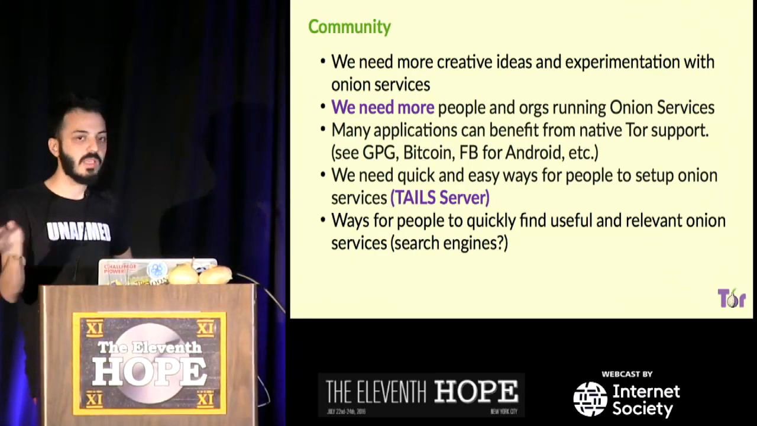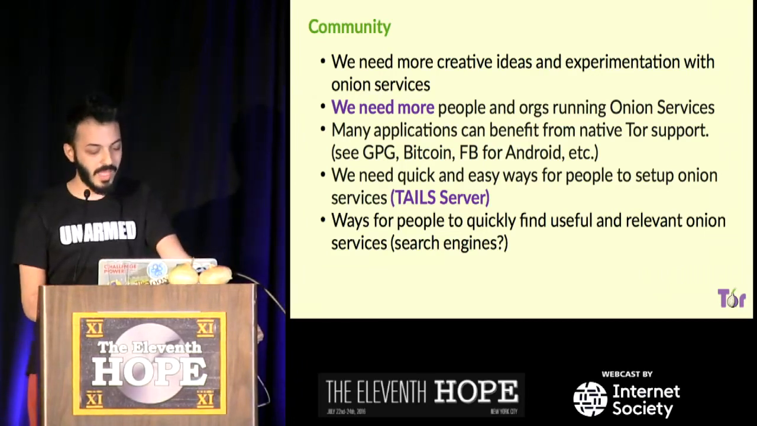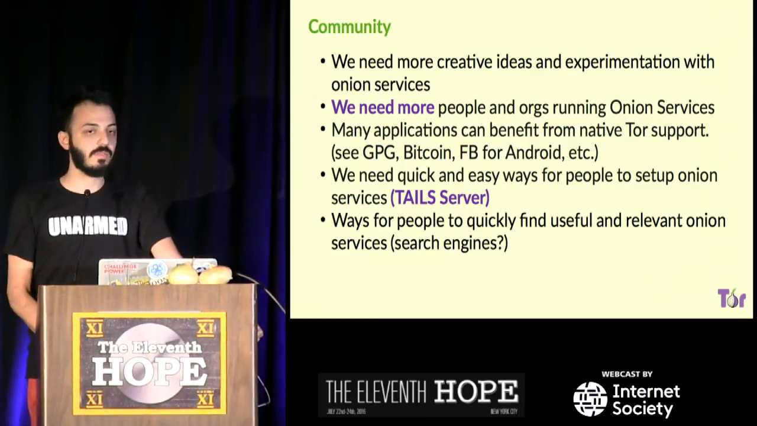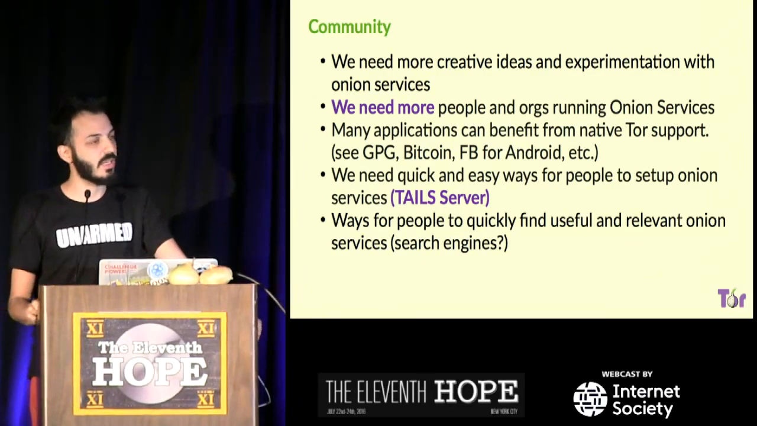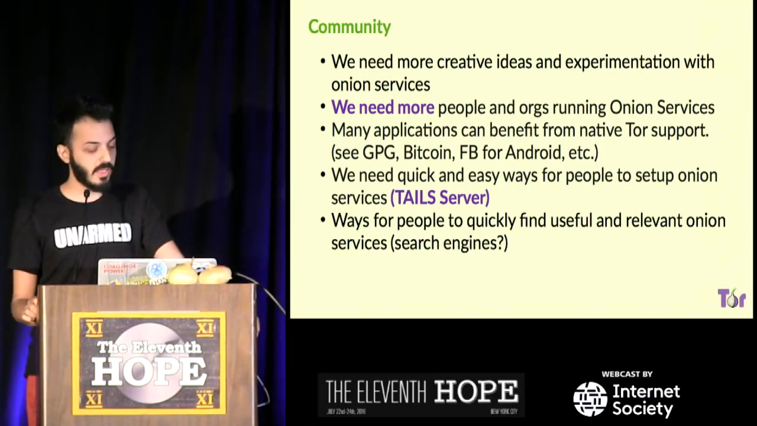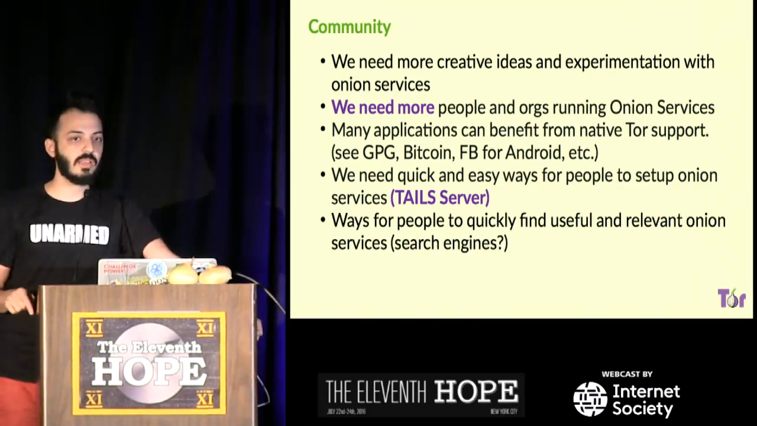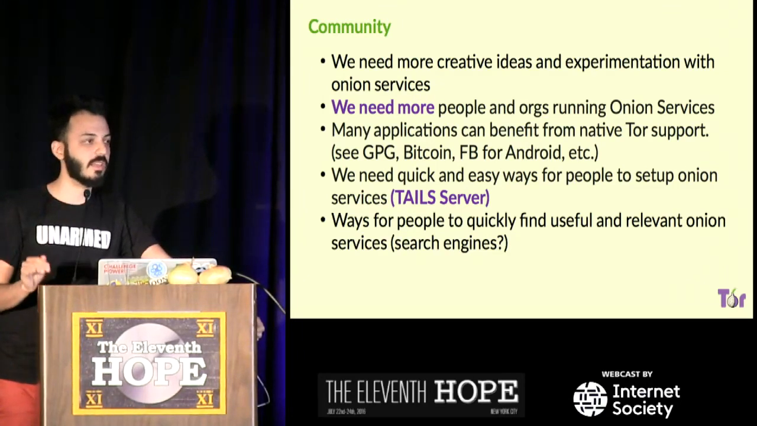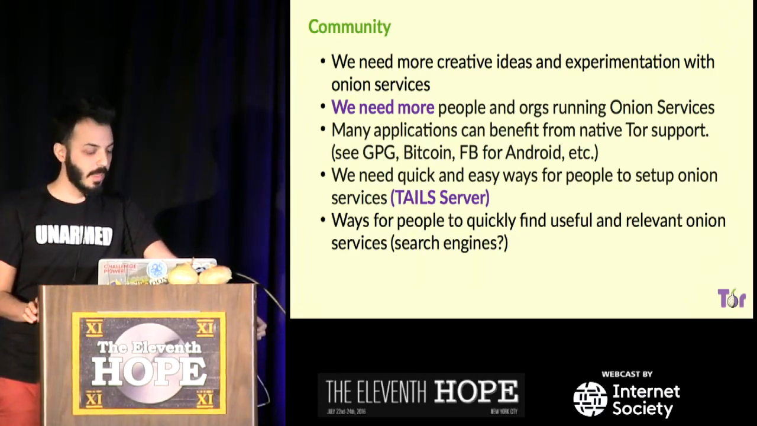We need more people to run Onion services because that way we can find the problems and everything. Many applications benefit from having native Tor clients in their application, and also native Onion addresses. Facebook did something amazing on Facebook for Android: if you have Orbot installed, there is a kind of hidden option that appears that basically sends all of your traffic over Onion.